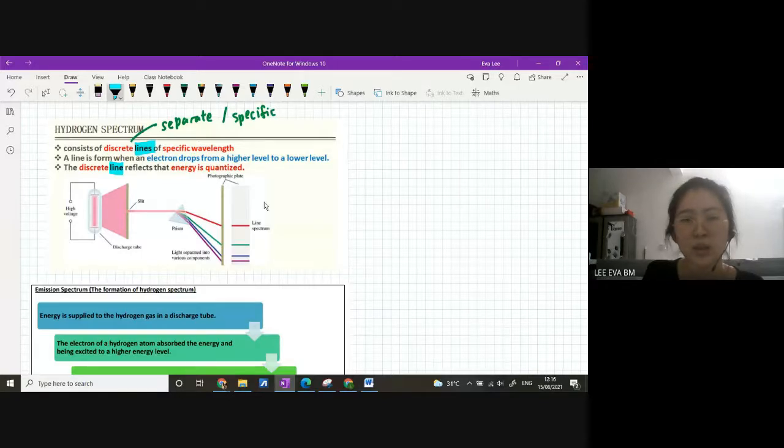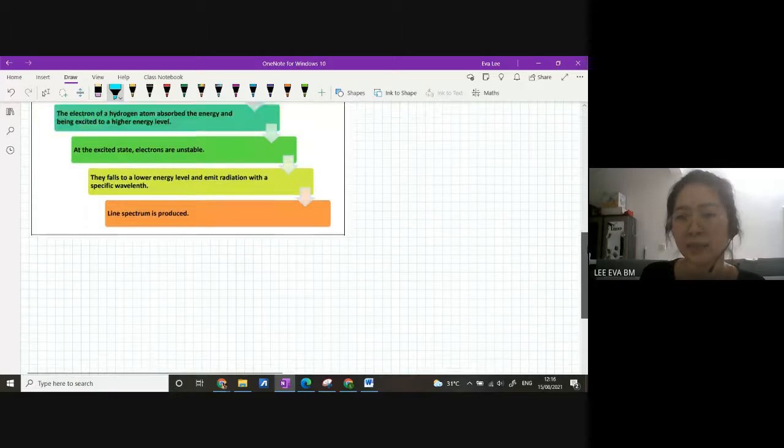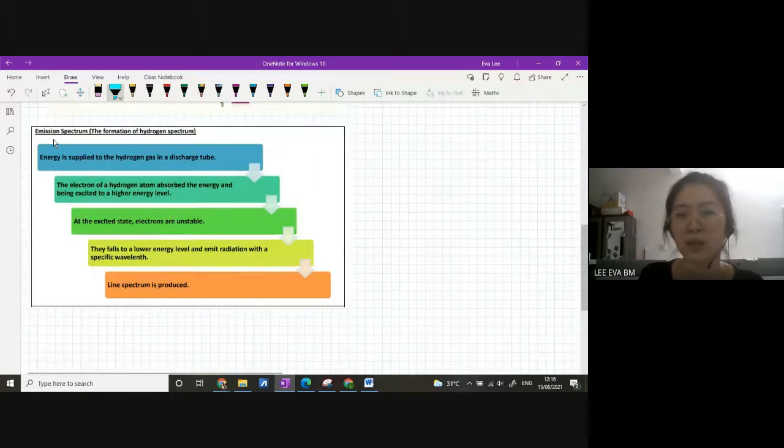Okay, so this is something you have seen before. If you use a prism, you can see a rainbow color. So how is this line spectrum actually formed? We want to tell a story about the formation of the line spectrum. So yang ini pun awak kena hafal juga proses dia. Emission spectrum, emission adalah daripada higher energy level to lower energy level. So we will say from the very beginning until the end.